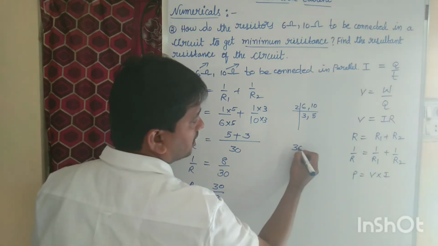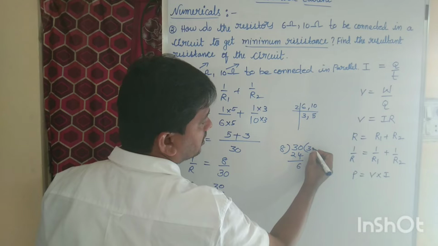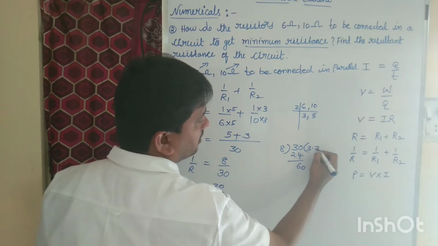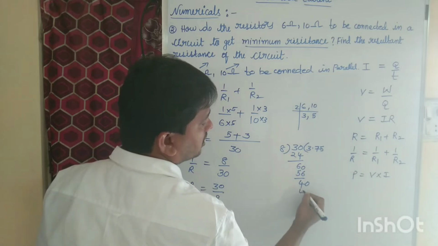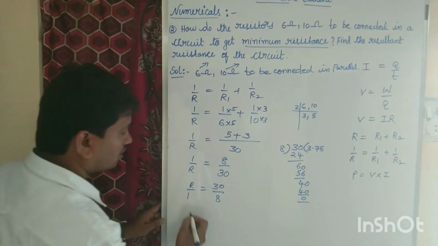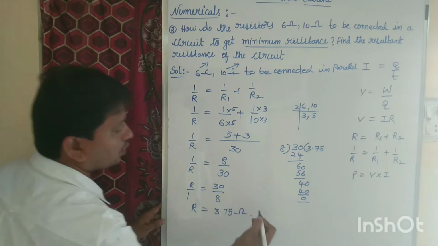Let us divide. 8 3 is 24, 6. 8 7 is 56, 4, 0, 8 5 is 40. Right? So effective resistance R is equal to 3.75 ohms.